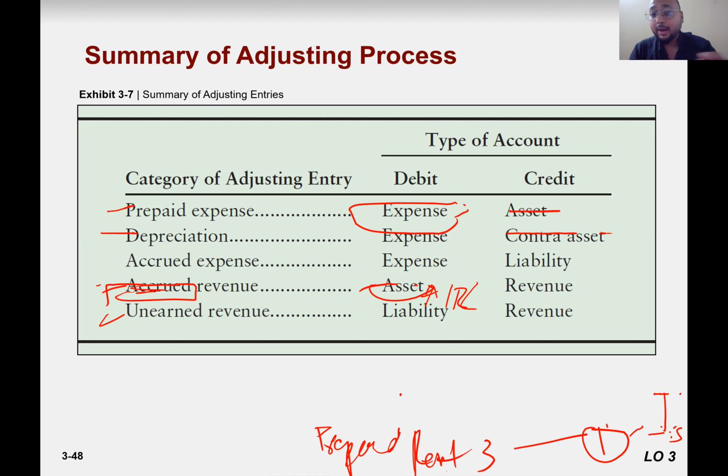But whenever it is unearned revenue, it means you don't have the right to record it as revenue, because what is the process of sales?